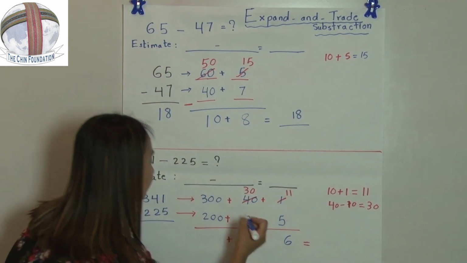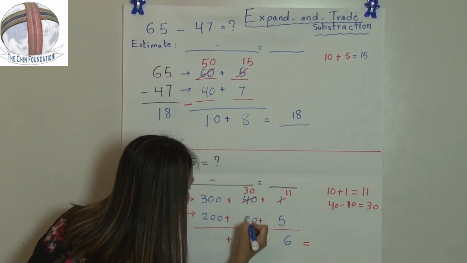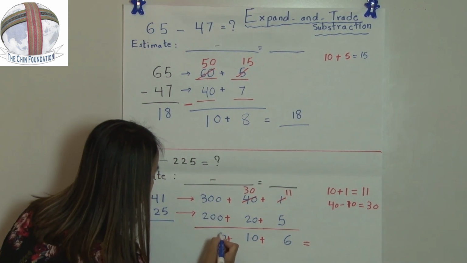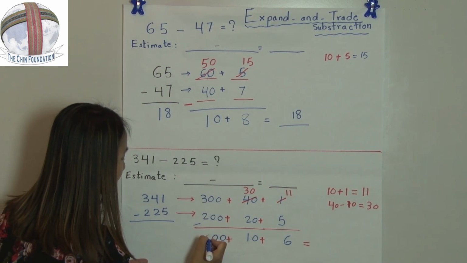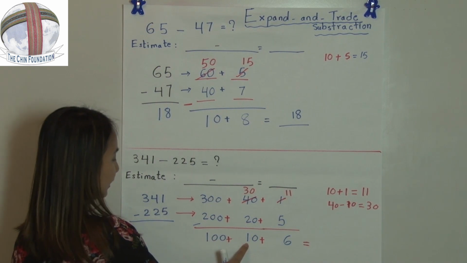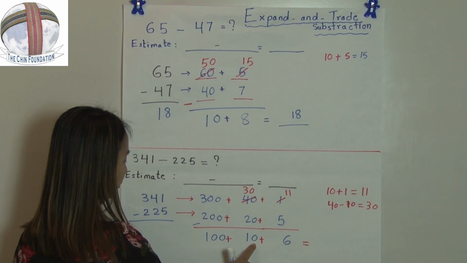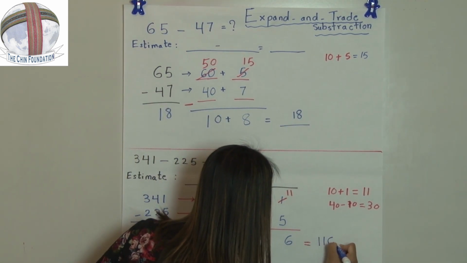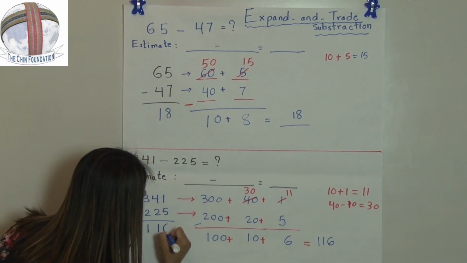Okay. 30 minus 20: 0 minus 0 is 0. 3 minus 2 is 1. So that means 116. 100 plus 10 is 110. 110 plus 6 is 116. So the answer is 116.